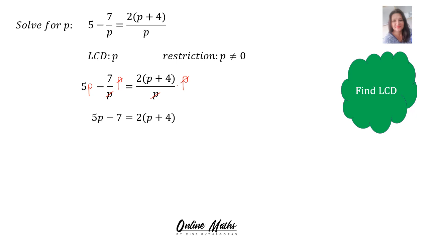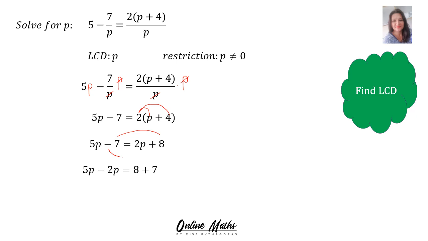Then in the next step, I will multiply in the 2, therefore it will be 2 times p is 2p, and 2 times 4 is 8. So 5p minus 7 is equal to 2p plus 8. Then in the next step, the 2p goes across and it becomes -2p, and then the -7 will go across and it becomes plus 7.